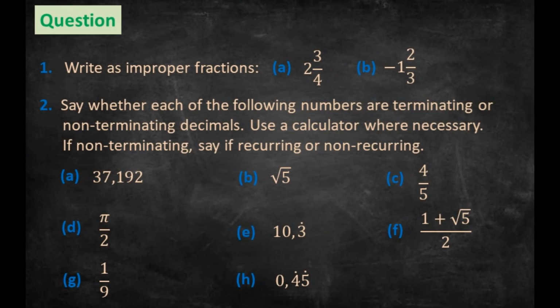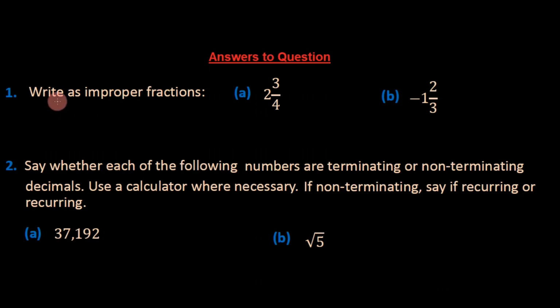Please try this question before you look at the answers. In question 1 here, we have to write these mixed fractions as improper fractions. Let's look at A. 4 times 2 is 8, plus 3 is 11, so 11/4. This is going to be a negative. 3 times 1 is 3, plus 2 is 5, so 5 over 3.